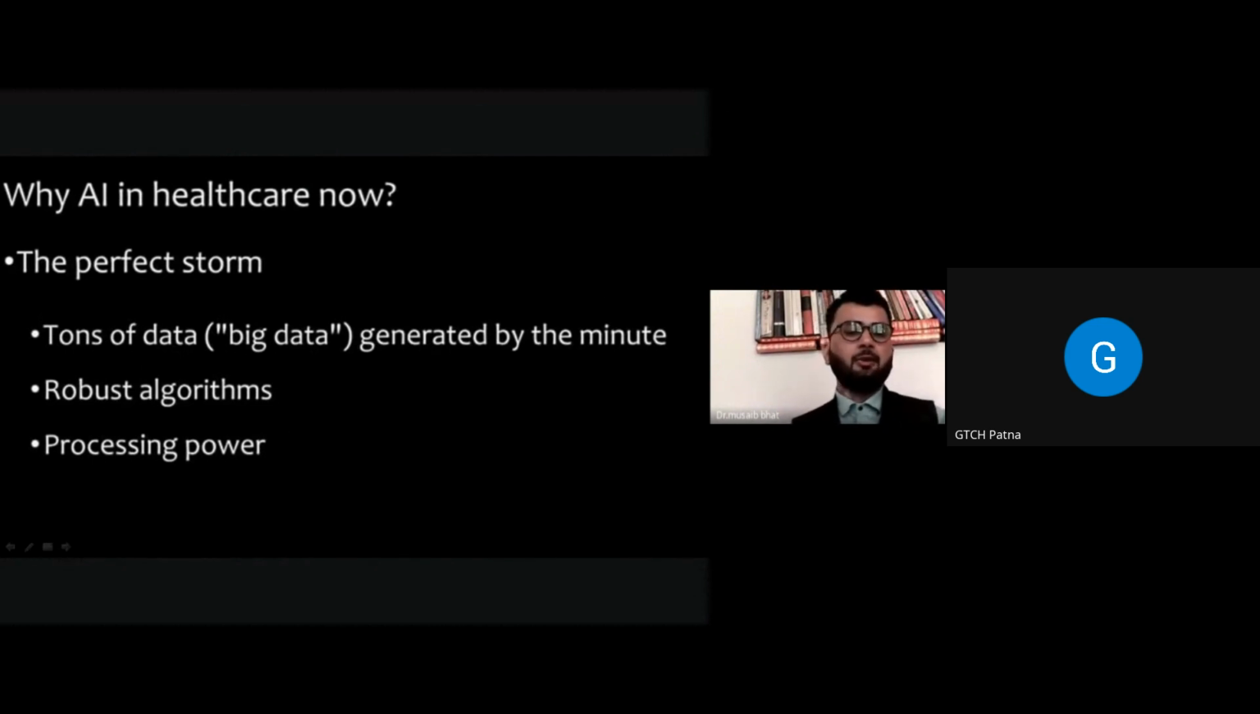Why AI in healthcare? The perfect storm. We have tons of data generated by the minute. Because we have a lot of information that we cannot sift using our human brain alone, these types of tools are able to help us sift through that data in order to generate something. We have robust algorithms. An algorithm is a sort of command, a recipe. Like we have a recipe for food preparation, in the same way we have a recipe for programming, that's called an algorithm. We also have processing power, because we have great technologies, like 5G now in this part of the world. So processing power is also very good.